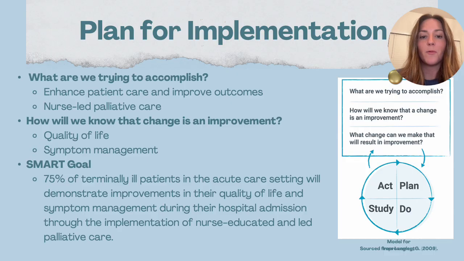So those are, what are we trying to accomplish? How will we know that a change is an improvement? And what change can we make that will result in an improvement? So we'll start by answering the first 2 of these questions. The first being, what is it that we want to accomplish?